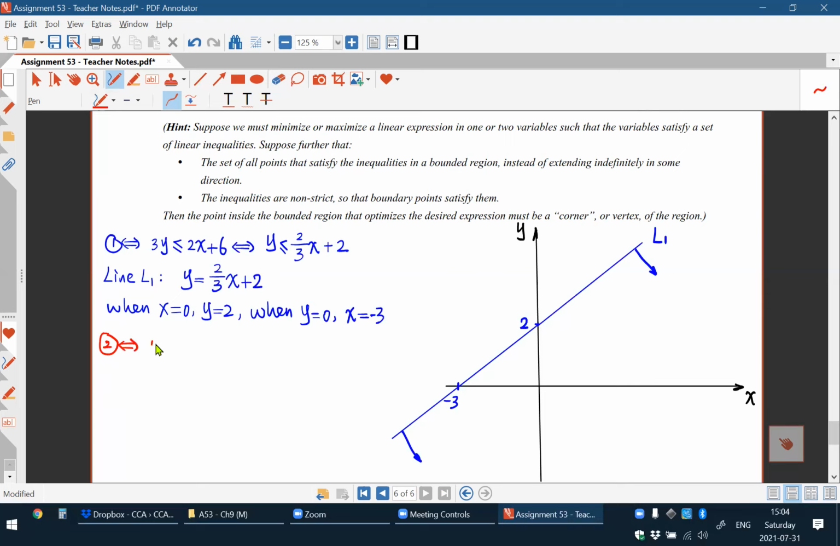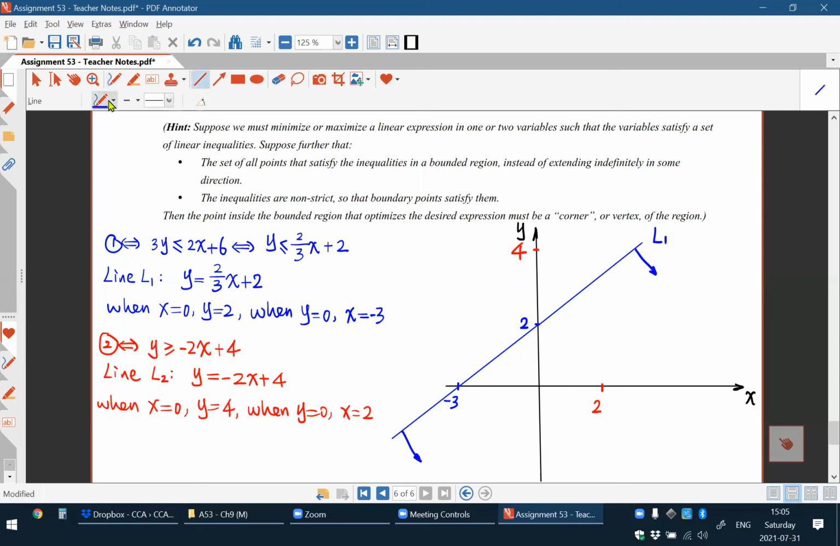Inequality number two is equivalent to y is larger than or equal to minus 2x plus 4, right? And the corresponding line two, line L2, is y equals minus 2x plus 4. So we know that when x is 0, y is 4. And when y is 0, x is 2, right? So line 2 passes through two points, 0, 4, and 2, 0. Let's say 2 is here. And it passes through these two points. Okay, so this is our line two.